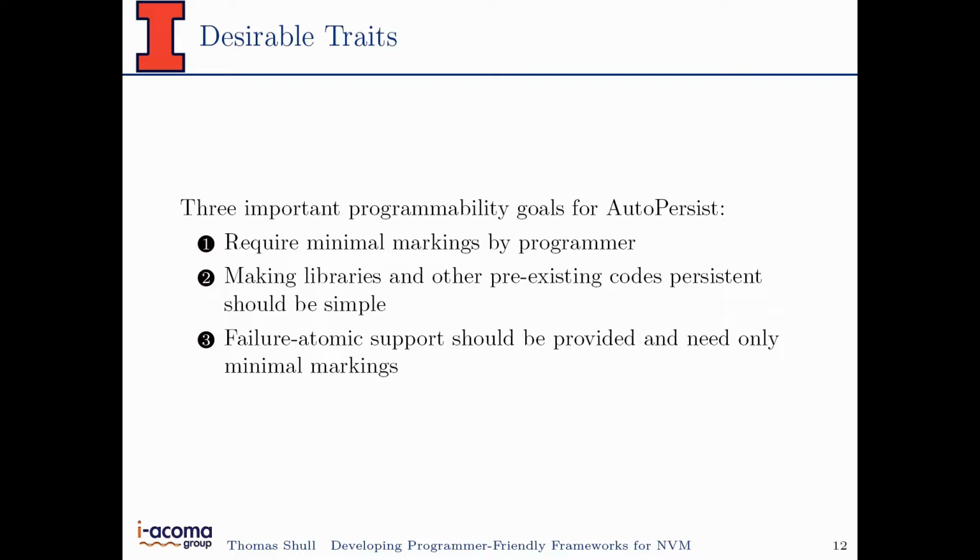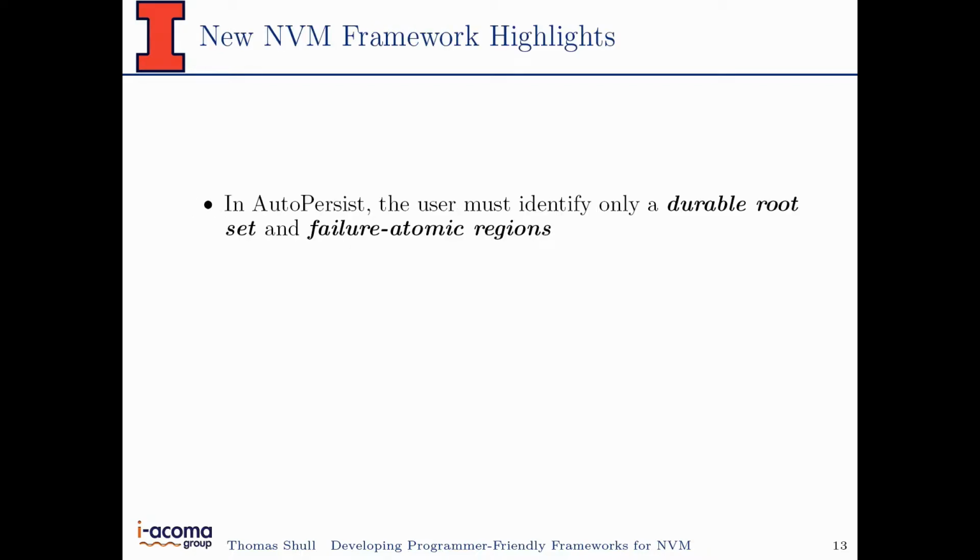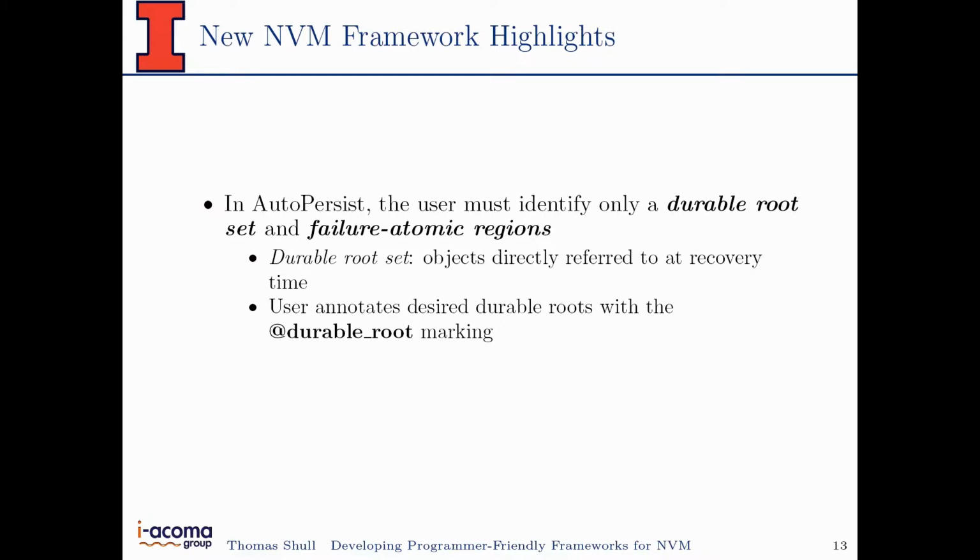As I said before, the reality is that for any substantial application, there's going to be a large set of stores that have to appear to complete atomically from a persistency perspective. So what we've come up with is that users in AutoPersist have to identify two sets of markings: the durable root set and the failure atomic regions, demarcating the beginnings and ends of these regions. The durable root set is the set of objects directly referred to at recovery time, and for these, they just annotate them with a durable root. I'll give examples of what should be labeled as a durable root in a couple of slides. And failure atomic regions are just what the name implies: stuff that has to either all complete or none of it complete at all.